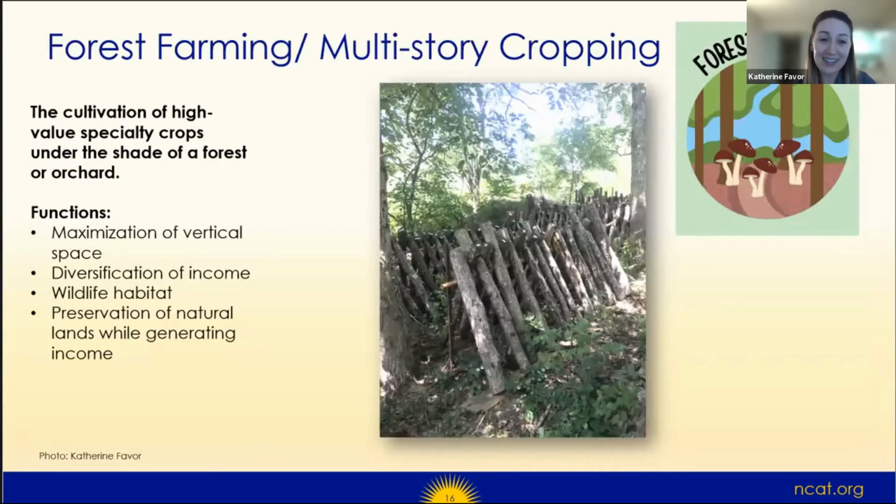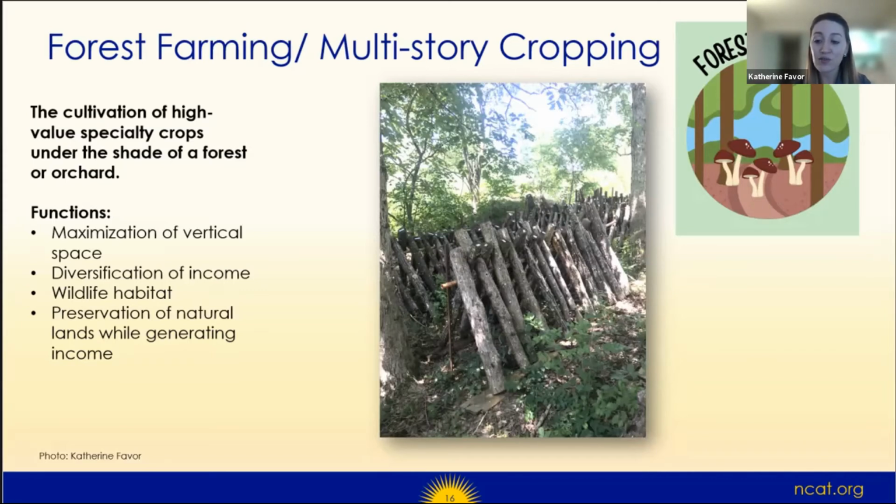Okay, the next practice is forest farming, and this is also known as multi-story cropping. And basically with this practice, you take an existing forest or orchard and you grow a specialty crop underneath that likes shade, such as mushrooms or herbs or coffee in some cases, even blueberries. These systems really serve to maximize your vertical space because you're getting a yield not only out of the trees above, but also out of what's growing below. That also, again, means diversified income, which means more stability.